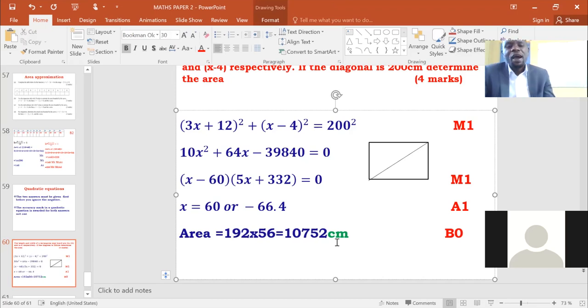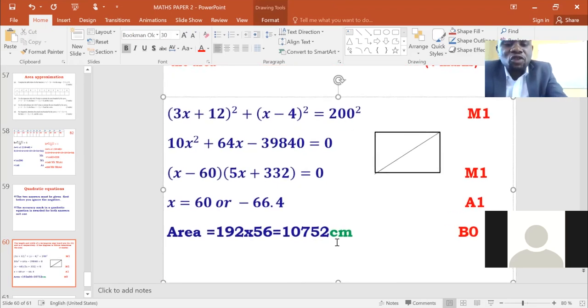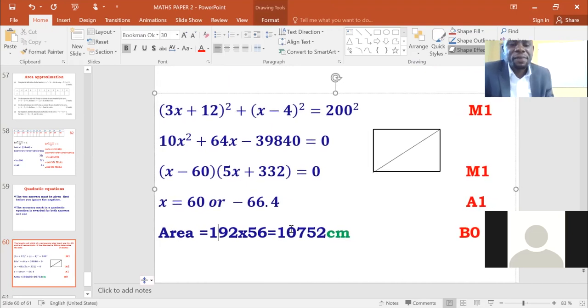192. Then when you multiply 192 by 56, you get 10,752. The answer is right. Very good. Even with that, I still wrote B0. Why do you think that B0 is there? Somebody had the right answer there. The units.